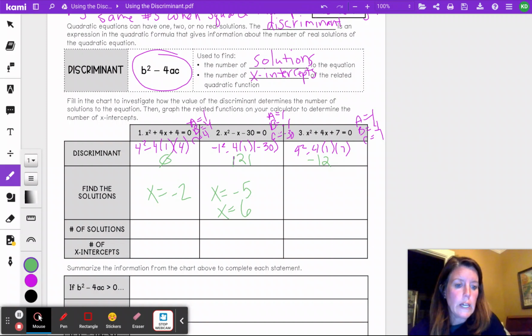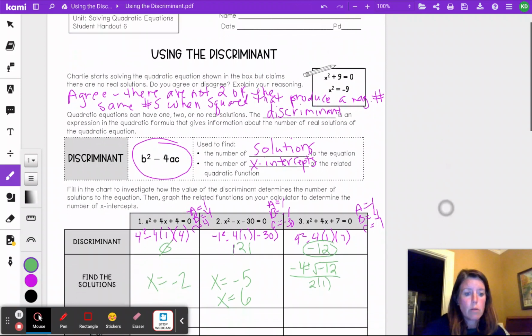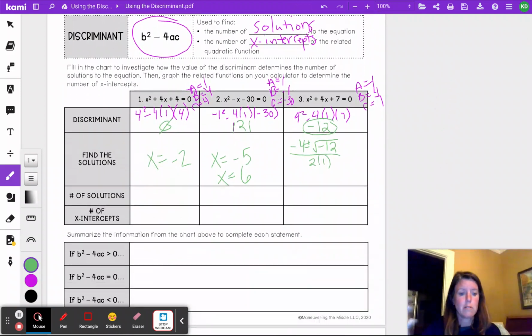So we're going to put this fully in the quadratic formula. So we know that -12 is the inside. Our quadratic formula starts off with -b. So that would be -4 plus or minus square root of -12 divided by 2 times 1 right there. So hopefully you all see how this ties into that very first part, x squared equals -9, square root of -9. There's not a real solution to that, to this -12.